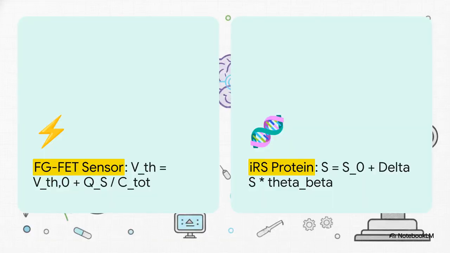The electrical FGFET sensor relies on threshold voltage and total capacitance to measure activity. But look at the immunoinfrared signal equation on the right. That formula calculates the basal signal against pathological protein folding. It specifically isolates dangerous beta-folded protein fractions, like amyloid beta, floating within the fluid.